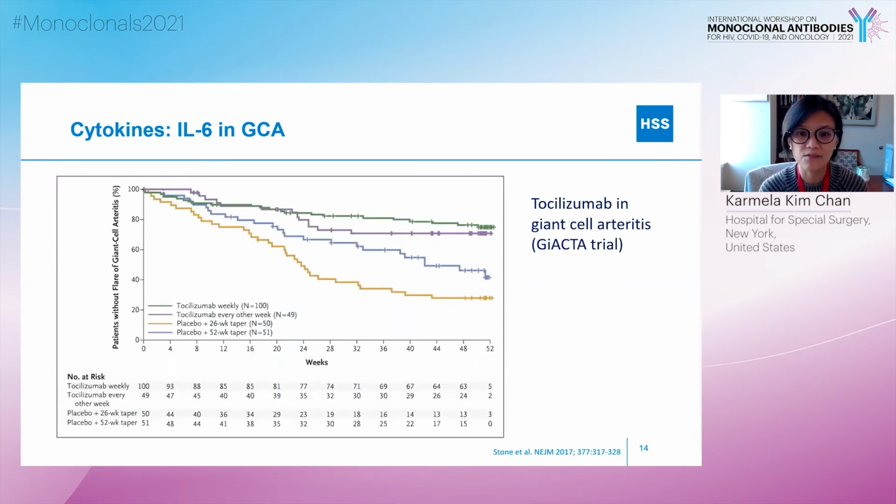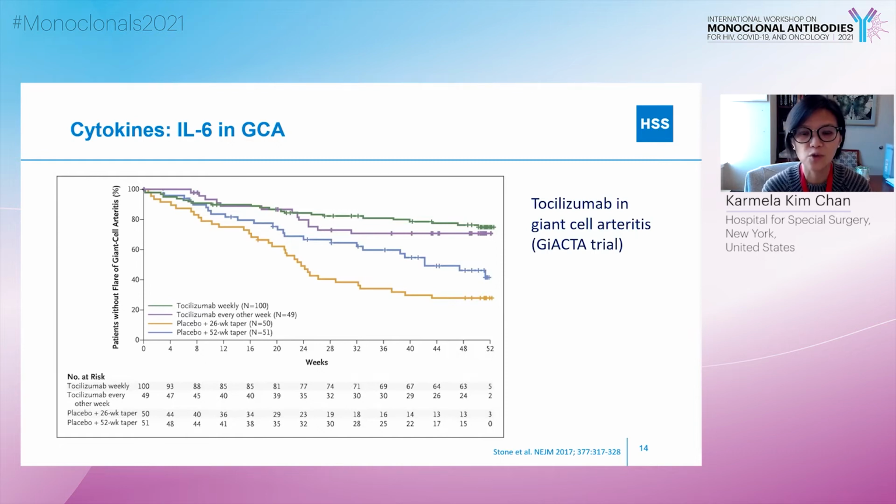This slide is taken from a trial of tocilizumab in giant cell arteritis. This is one of our more challenging diseases. Before this trial, steroids were the only drug reliably effective in giant cell arteritis. This led to a lot of long-term steroid use with quite a bit of complications.